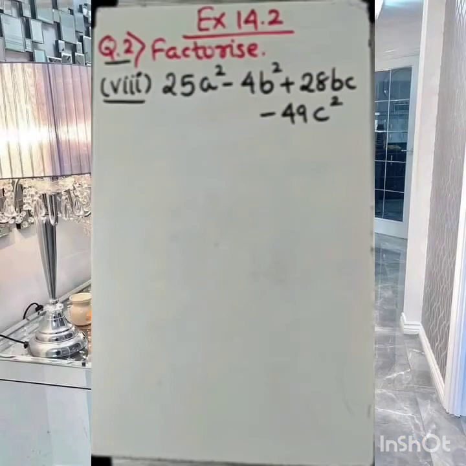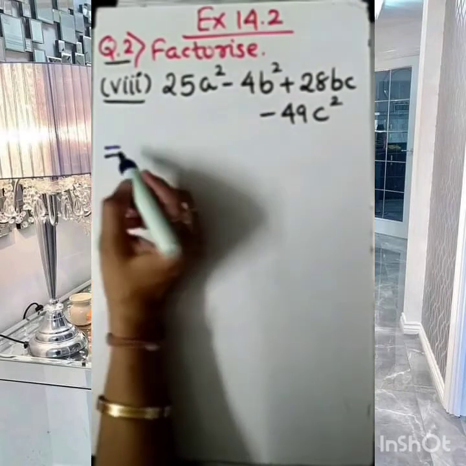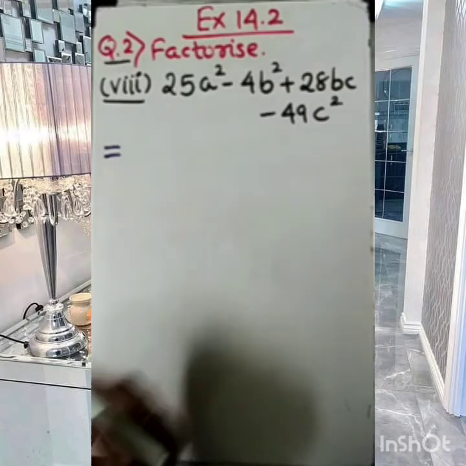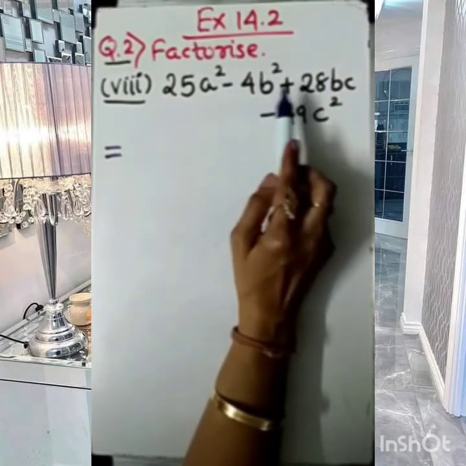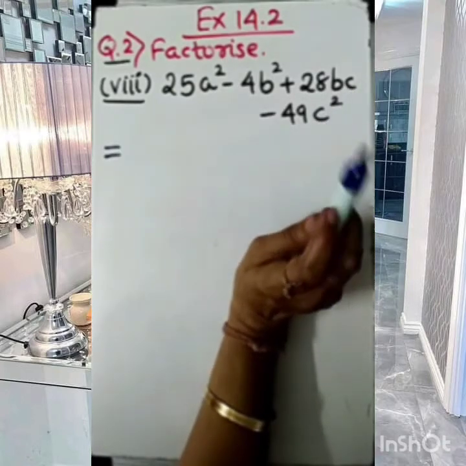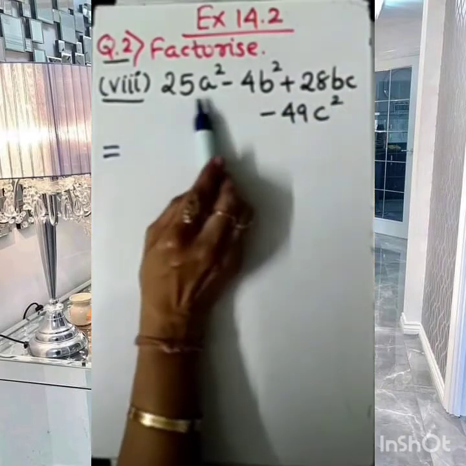Question number 2, it's the 8th is on your screen, dear student. 25a square minus 4b square plus 25bc minus 49c square. So my dear student, here the sum is different than other which we have done. How to do this? Here 4 terms we are given. So you can see here this b is connected with this b and this c is connected with this c. Means these 3 terms are connected with one another. But here this a square is separate.